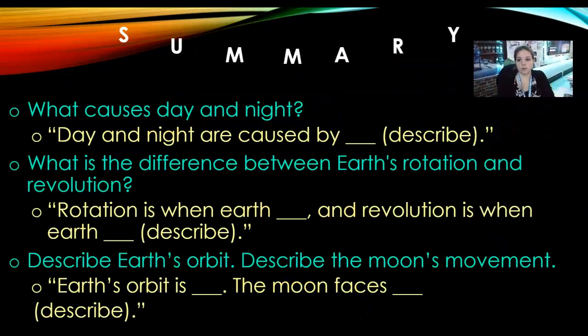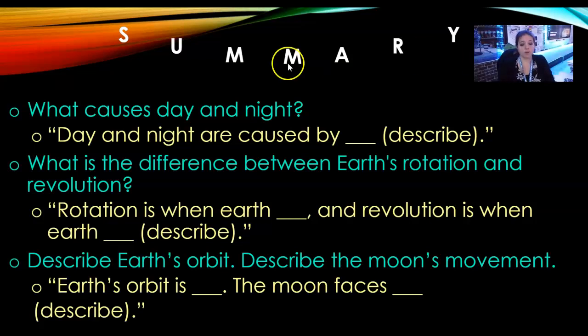All right, let's go to the summary real quick, which is back on page 5. Day and night are caused by Earth's rotation on its axis, or by Earth spinning on its axis. Rotation is when the Earth spins on its axis, and revolution is when the Earth orbits the sun. So rotation was the Earth spins on its axis, and a revolution is when the Earth orbits the sun.